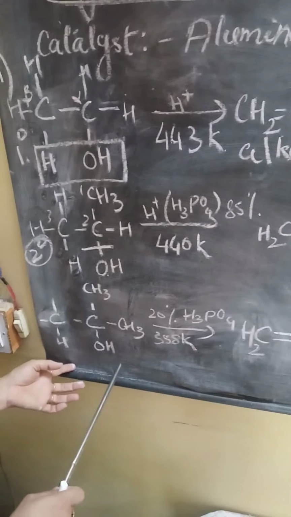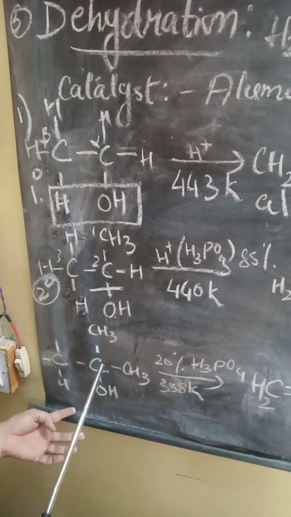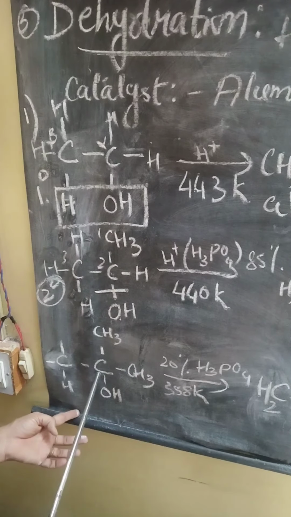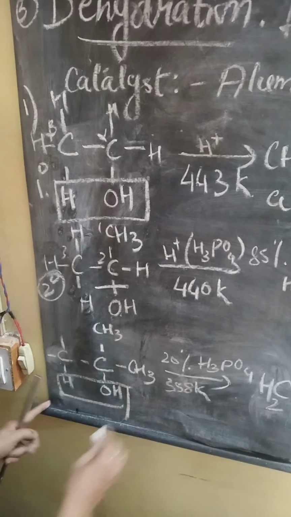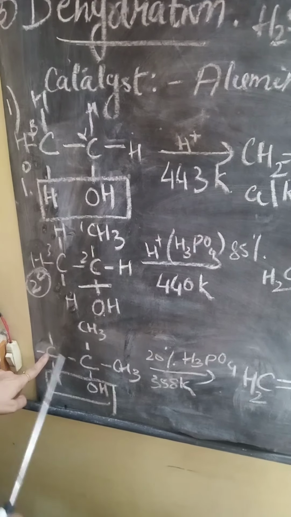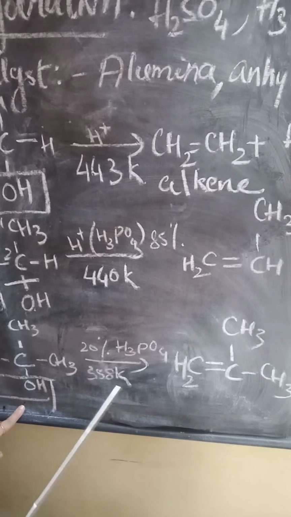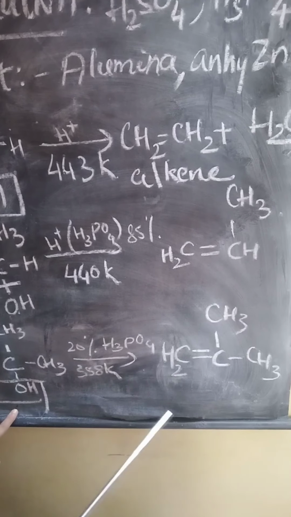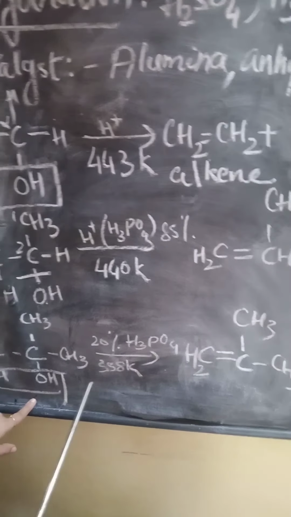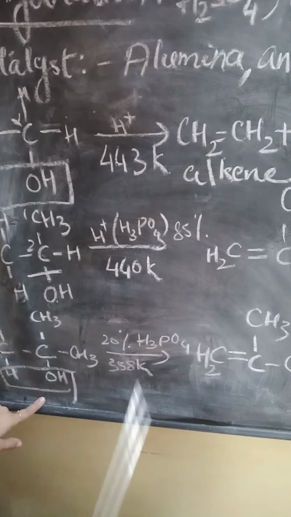Similarly, you can see the tertiary alcohol, CH3, CH3, CH3. Three alkyl groups are attached to the carbon having the OH group. Here also the OH group and H from one of the carbons, which acts as a beta carbon, is removed using phosphoric acid at a lower concentration, and temperature is also reduced. So this tertiary alcohol gets converted to alkene at a lower temperature, or more easily as compared to primary alcohols.